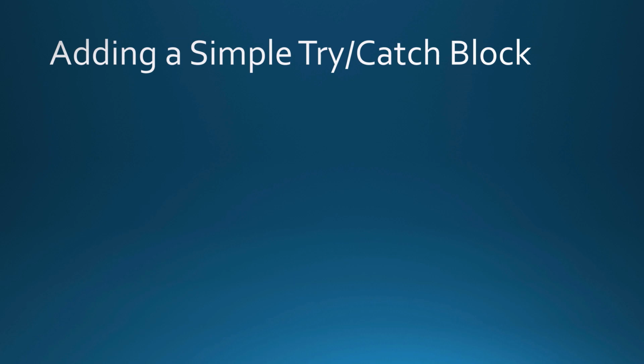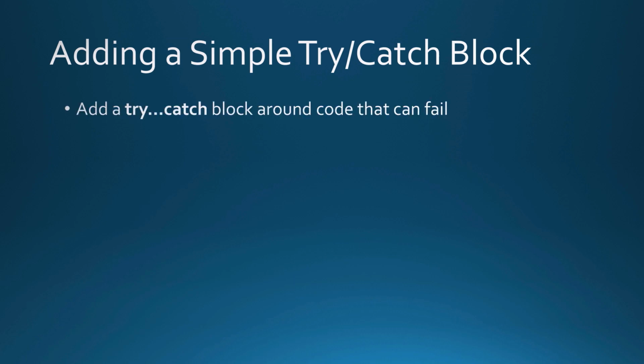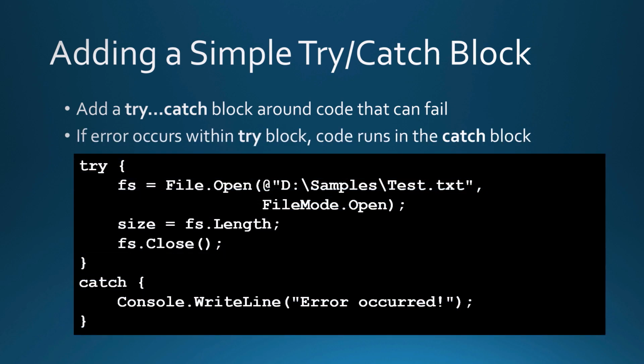Let's add a simple try-catch block around any code that can fail. So if an error occurs within the try block, then code automatically jumps down to the code within the catch block. So instead of that error bubbling up to the .NET runtime and ultimately to the user, or in our case to Visual Studio, we want the code to jump down to within this catch block, and then I can write code to do whatever I want to do. So I could bring up my own error message to the user, for example.